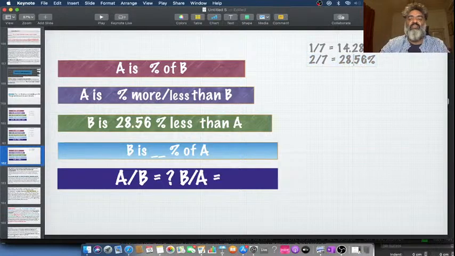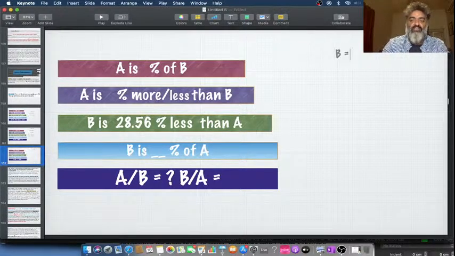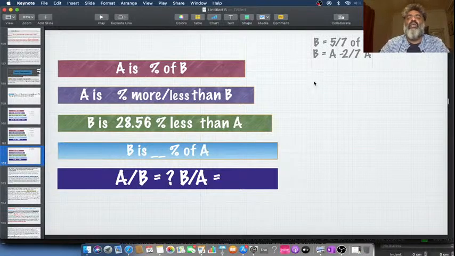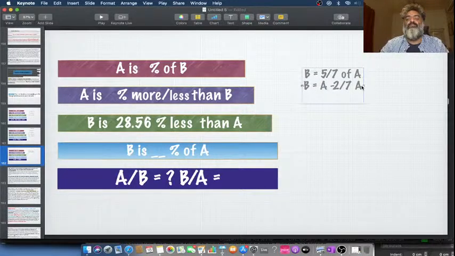So basically this equation for the first time will become B is equal to 2 by 7 less, that means 5 by 7 of A. Or B is equal to, just for clarity, A minus 2 by 7 of A, and then I can start flipping it around.